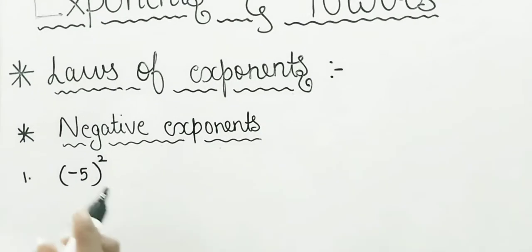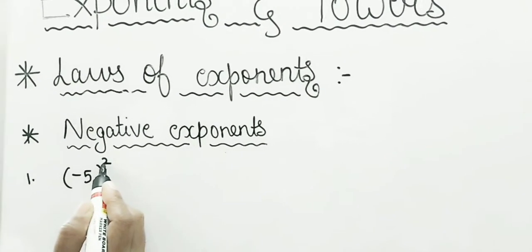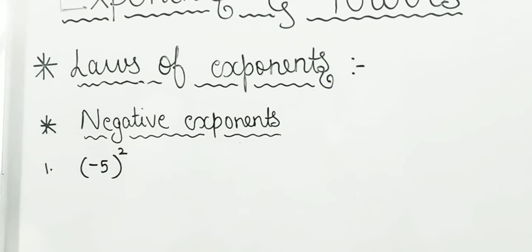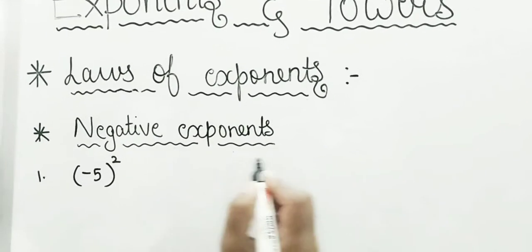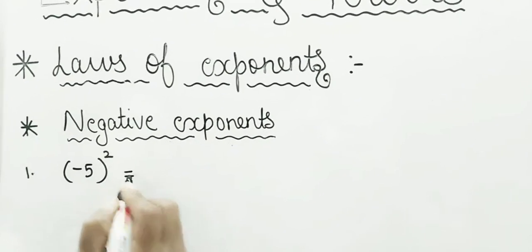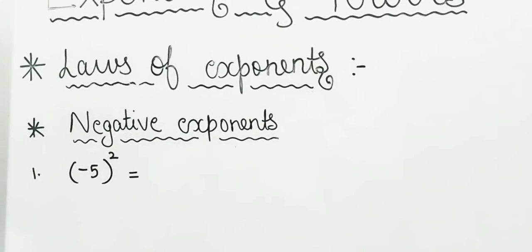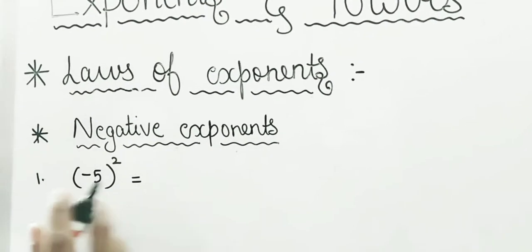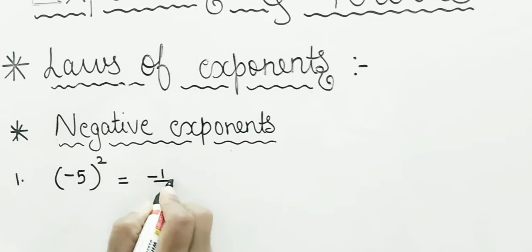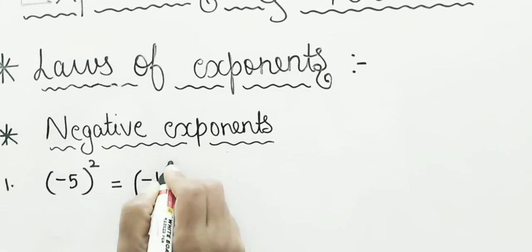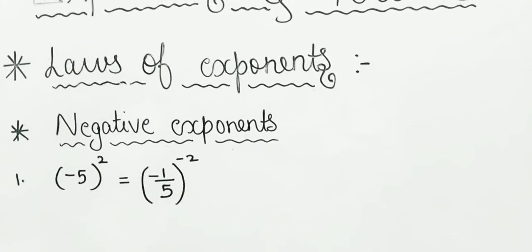Here we know that the power is positive. So to convert the power into a negative exponent, we have to take the reciprocal. So how will we write it in negative exponent? Take the reciprocal of the base, minus 1 by 5 to the power minus 2.